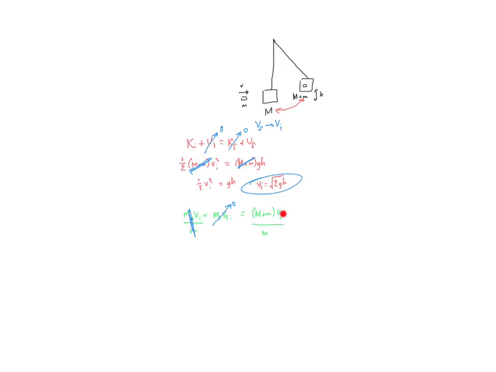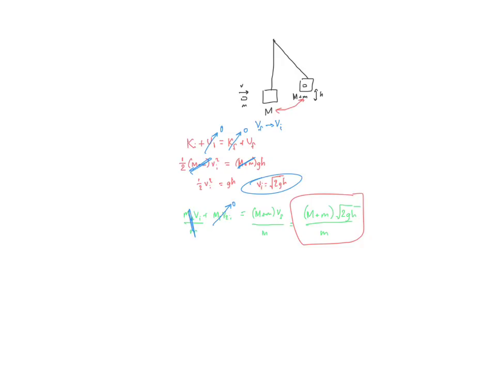Remember, the one last thing is that this vf is actually this right here. So I'm going to plug that into this equation. So the final formula that I end up with is big M plus little m times the square root of 2gh, divided by little m. And that would be your answer to part C.